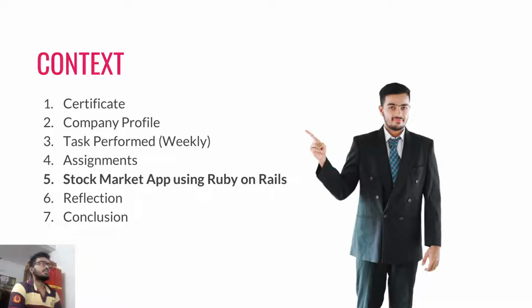In today's presentation I will be showing you my company certificate and some details about the company, the tasks that they gave us to do, and the learnings that we had throughout our internship, and the assignment that they made us do, and finally the big project that we did using all the skills and learnings that we had throughout the internship. So my project is the stock market app using Ruby on Rails. Then some of the reflection that I had gone through, what I learned and how the internship helped me throughout, and then lastly coming to conclusion.